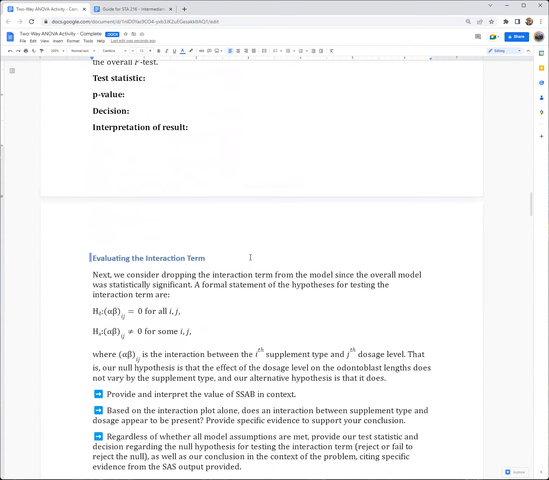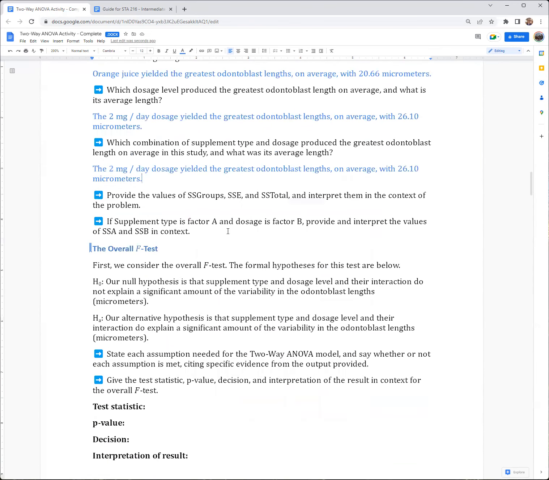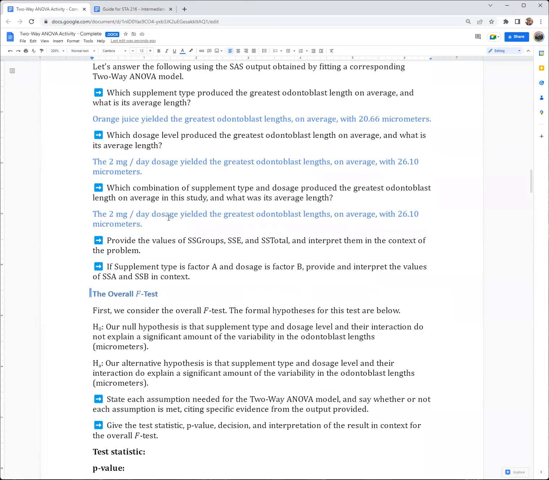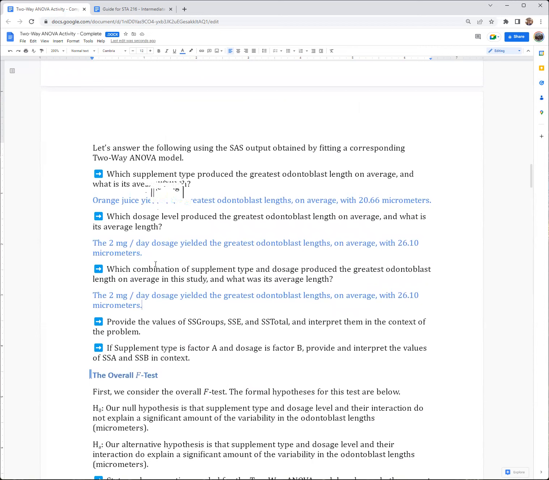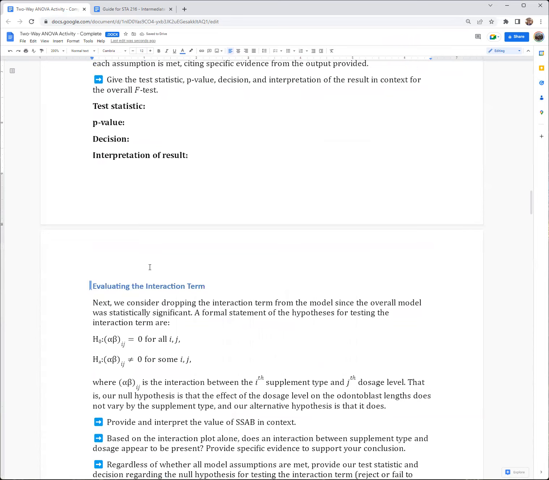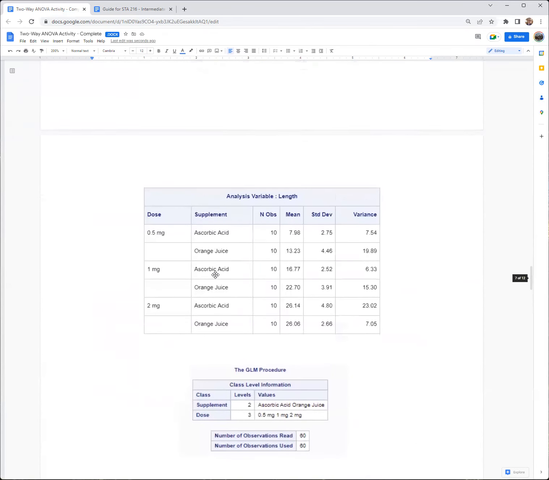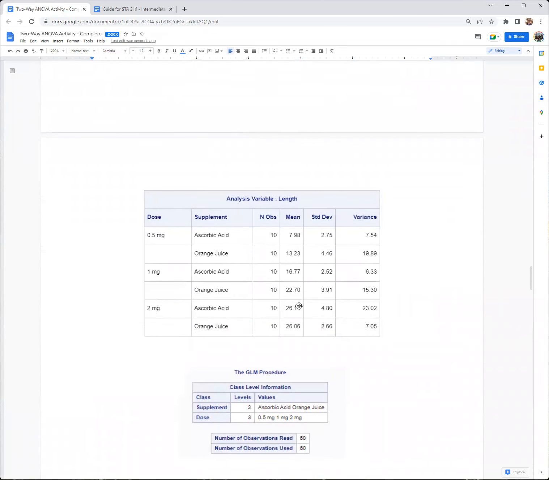Okay. So this doesn't guarantee that there's an interaction just based on these summary statistics, but certainly raises some suspicion that there may be an interaction going on between these two factors. And we can formally test for this in the two-way ANOVA modeling process. Okay, so the 2 milligrams per day of ascorbic acid yielded the greatest odontoblast lengths on average with 26.14 micrometers.